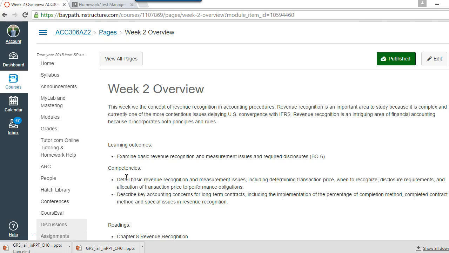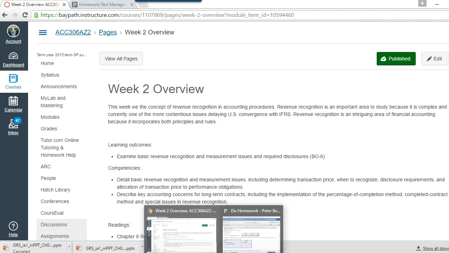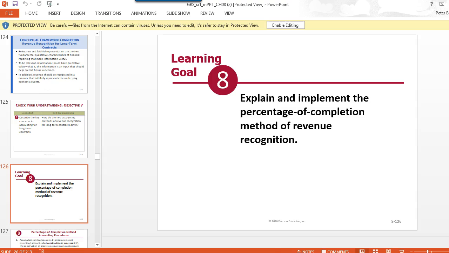So we're going to focus on the completion method because that entails schedules, calculations, journal entries. So it's very comprehensive. So I want to call up the PowerPoint and go over the theory first. And then part 2 of this will be to go over the homework assignment that you're experiencing. I believe it's problem 8, the percentage of completion method.